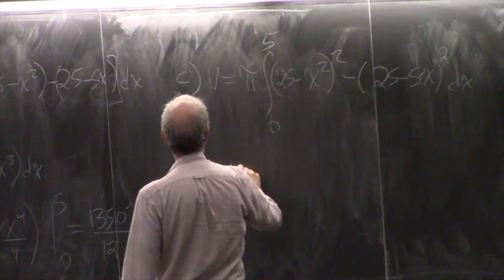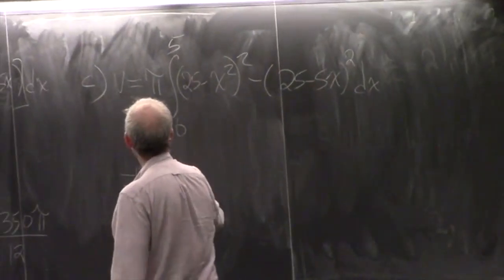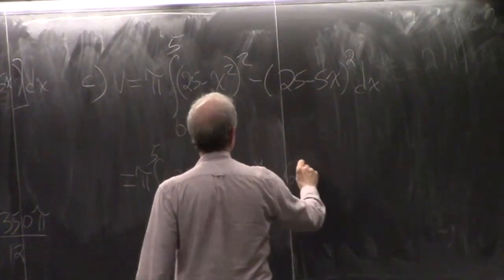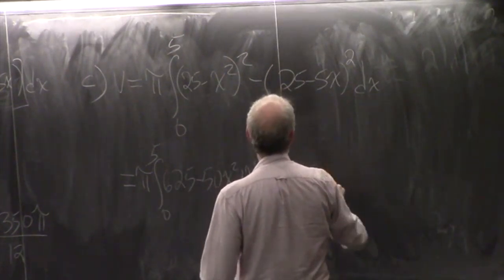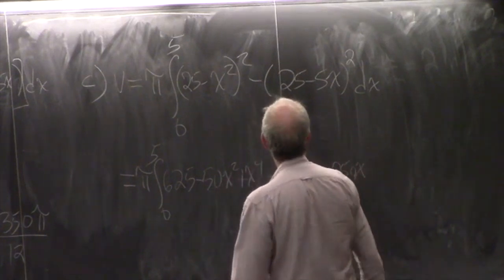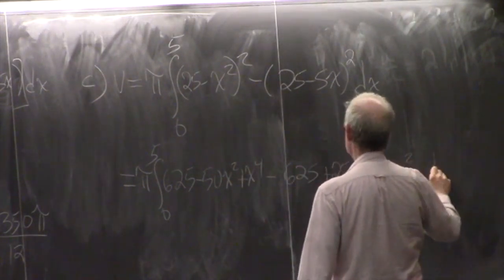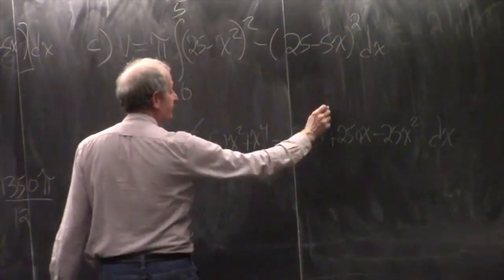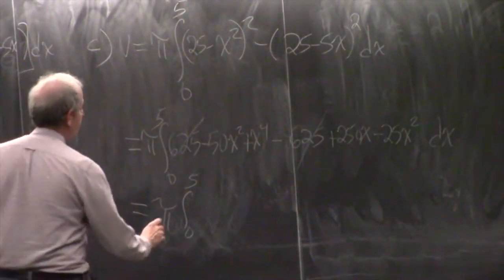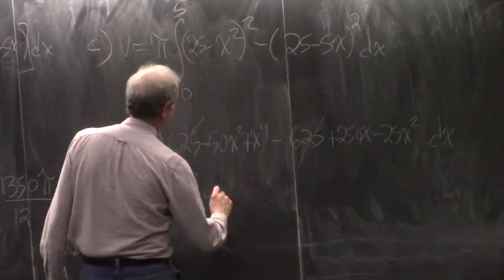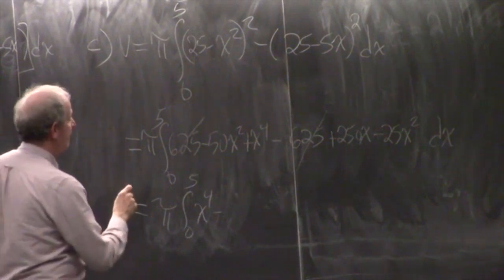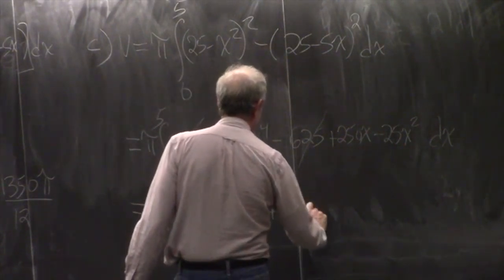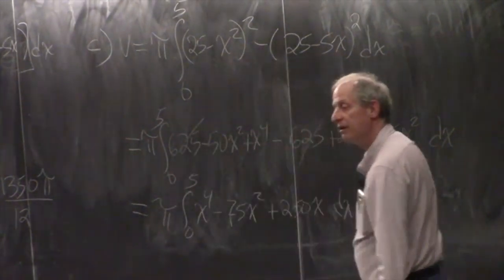I don't really think we'll ask you to evaluate this because these get annoying, but 625 minus 50x squared plus x to the fourth, minus 625 plus 250x minus 25x squared dx, which is pi, integral from 0 to 5, of x to the fourth minus 75x squared plus 250x. You guys get that? Yes.